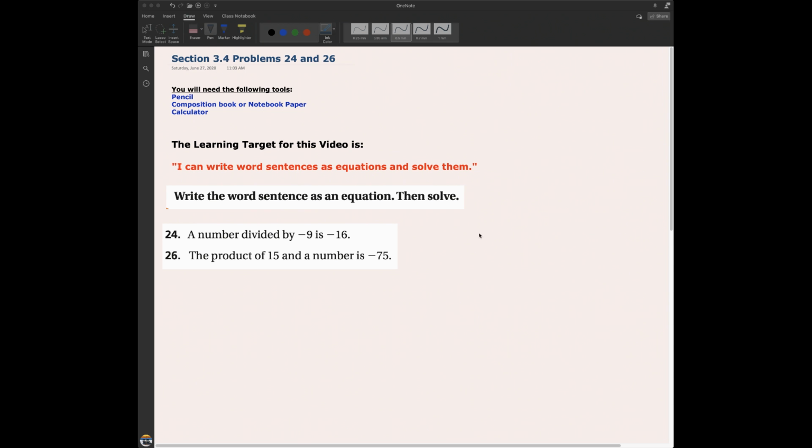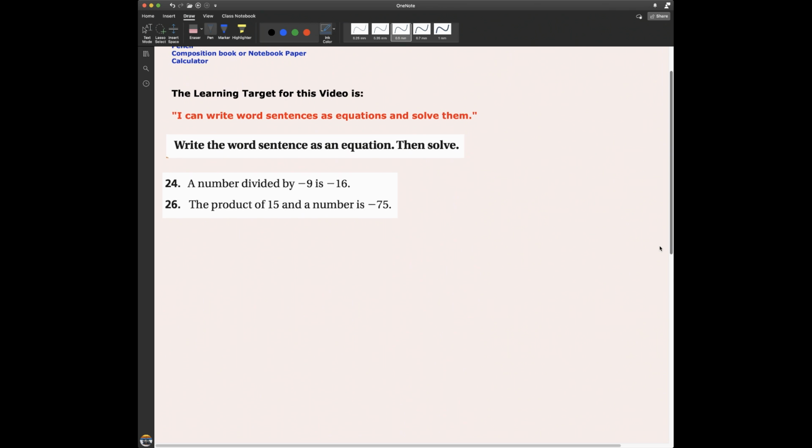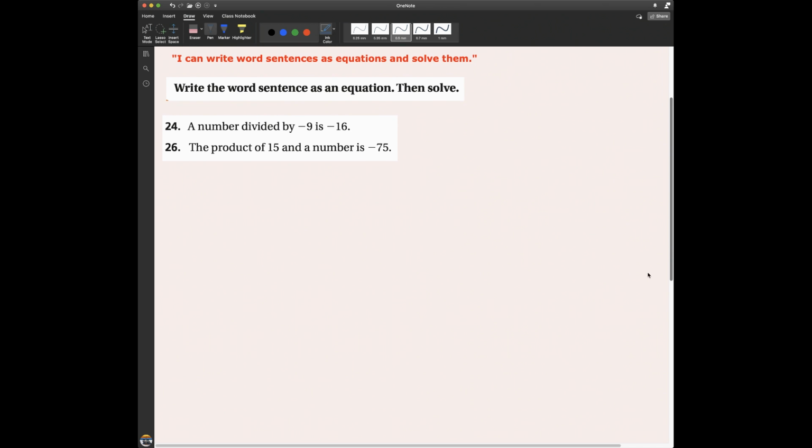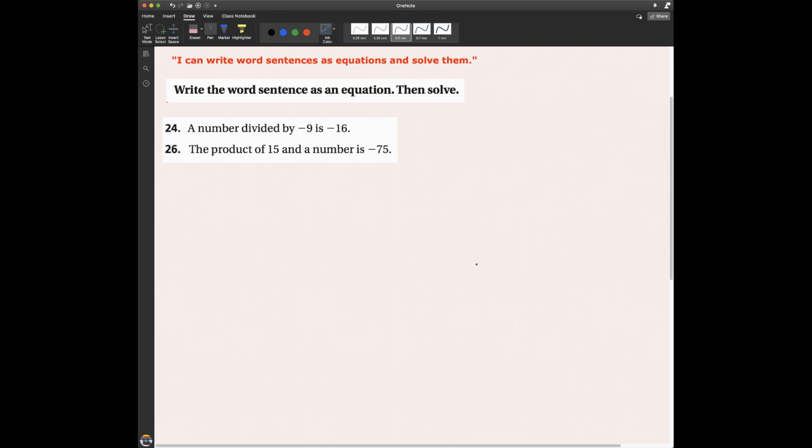So the learning target for this video is I can write word sentences as equations and then solve them. We did this in section 3.3. We're going to do it again, only this time we'll be using the properties of equality for multiplication and division.